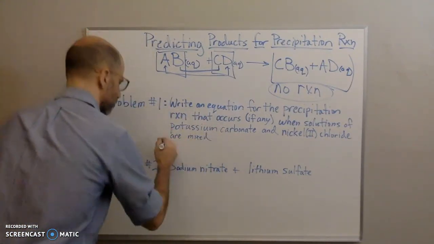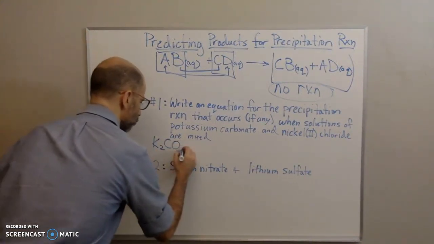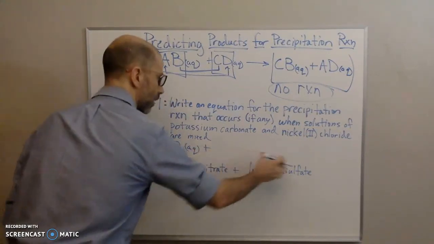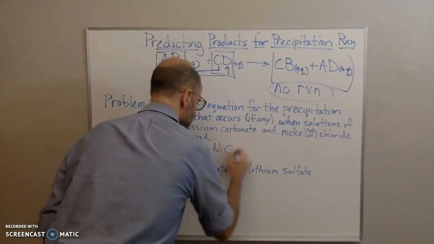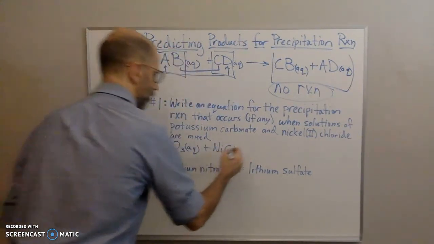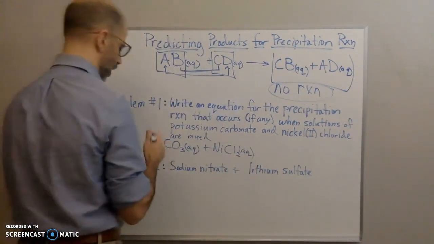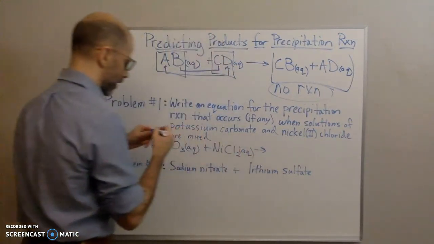So this is potassium carbonate. Potassium carbonate is going to be K2CO3 aqueous. And then we have nickel(II) chloride, and that's going to be NiCl2 aqueous. And so the first thing I want to do is predict my possible products.